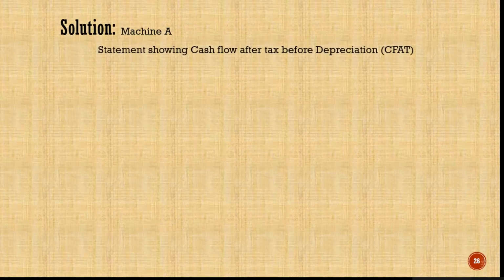So for machine A, first we will prepare a statement showing cash flow after tax before depreciation. In the example, they have given us cash flow after tax and depreciation. That means both they have deducted. And now we have to add back depreciation, because for calculating payback period, we need to calculate the depreciation amount and add it back into the cash flow.